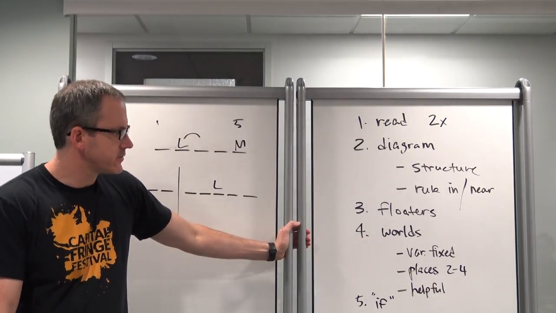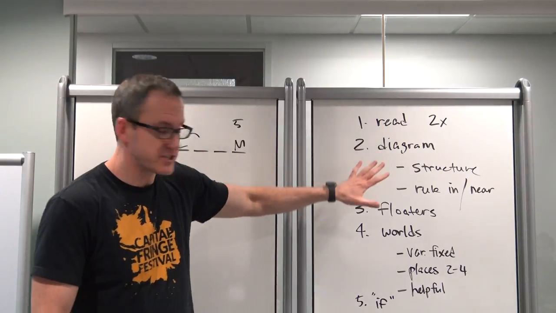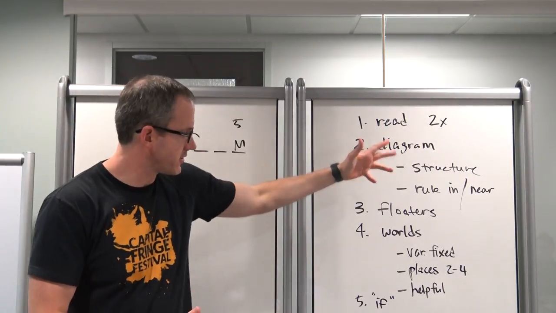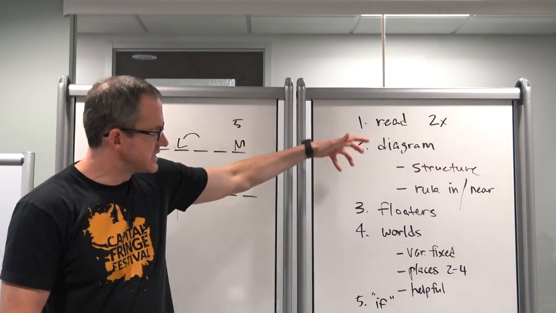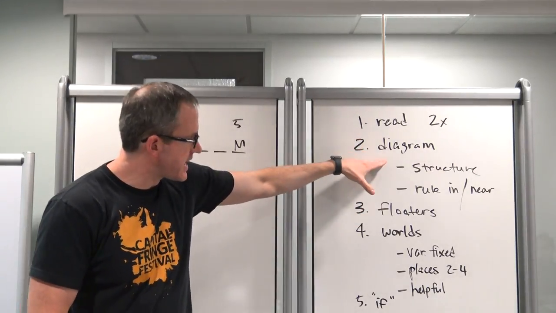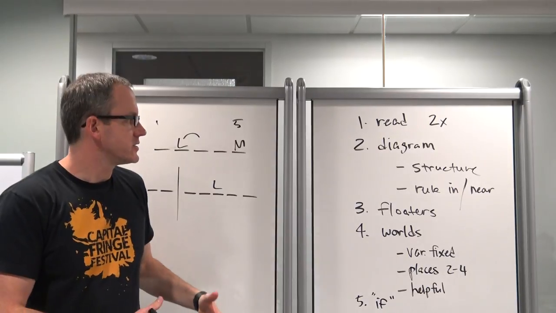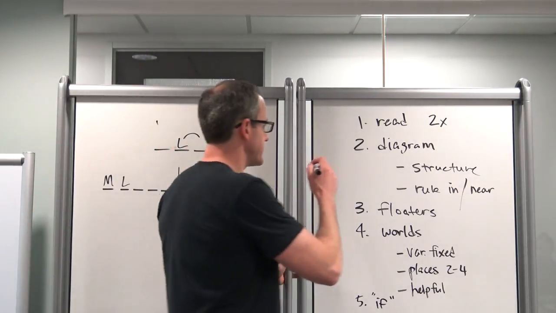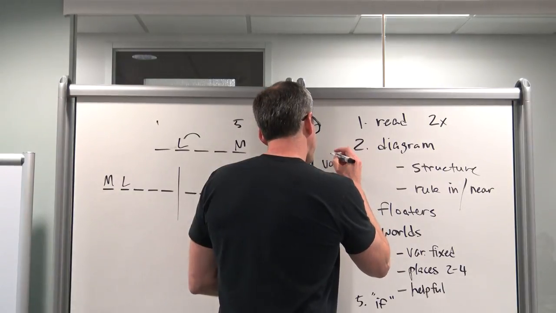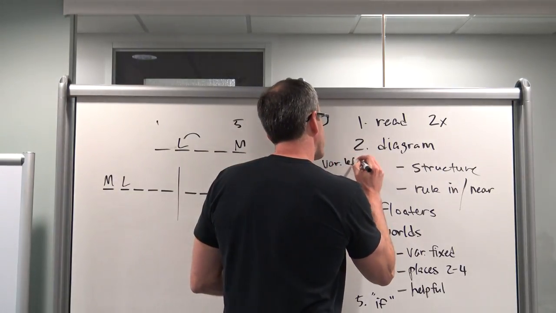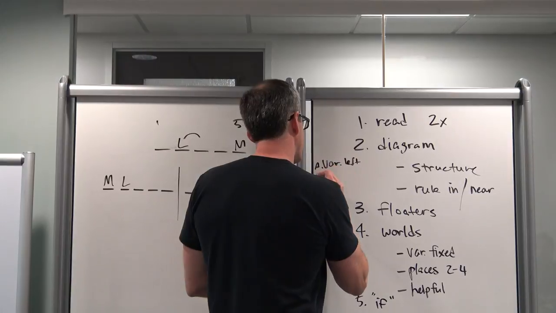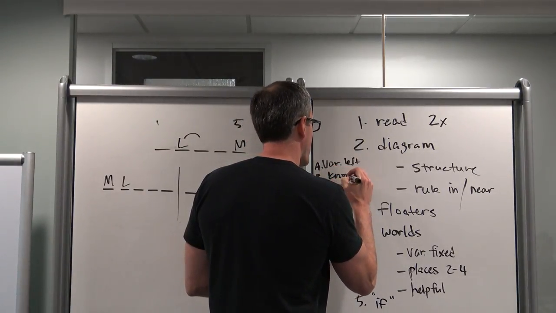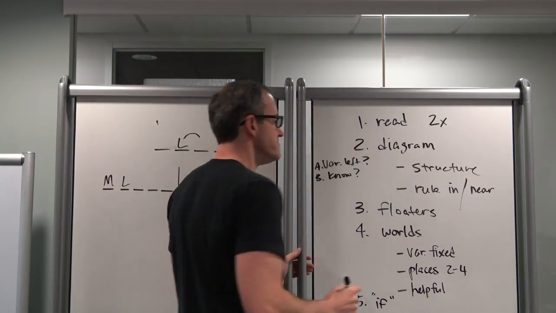That said, there still are going to be times where you need to process the rules, even if you've done all this work. And to get to a point where you can create a diagram and make inferences, there are essentially two questions you can ask yourself. Question one: what variables are left? And question two: what do I know about those variables?